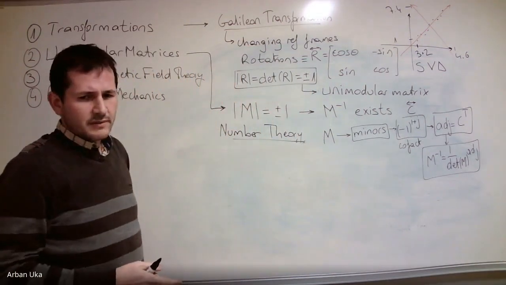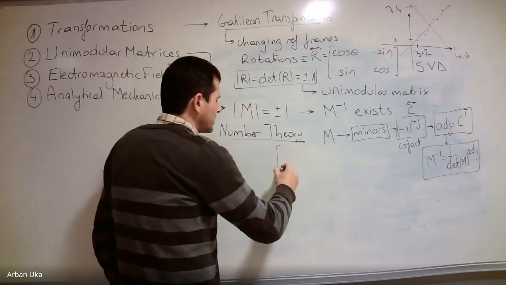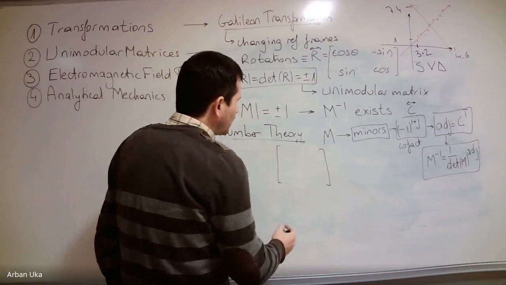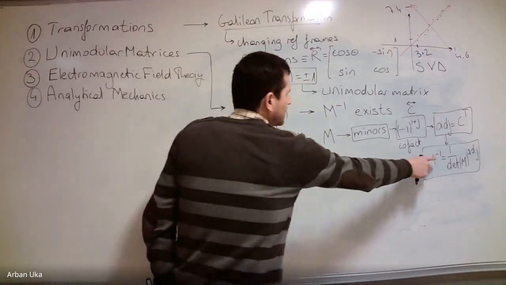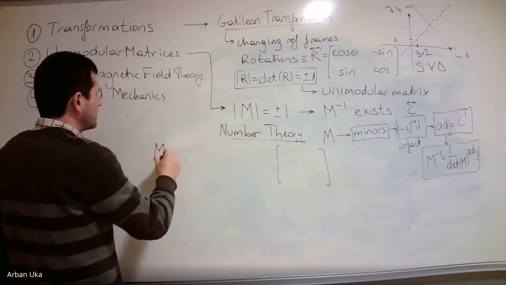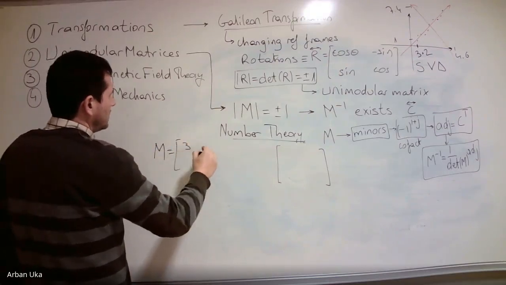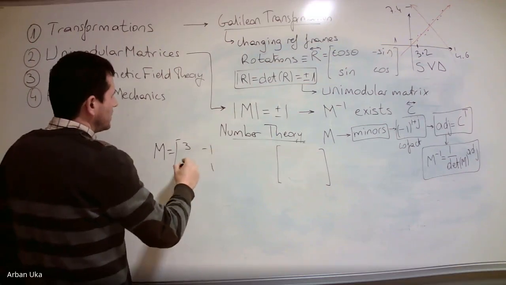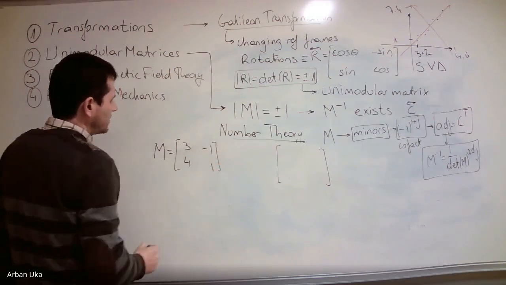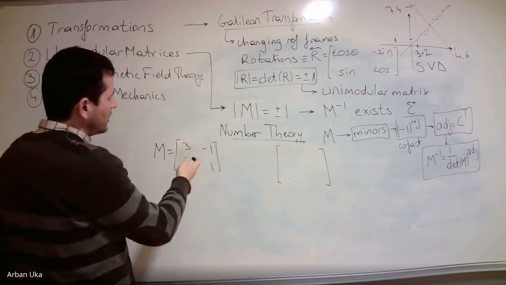If the determinant of this matrix is 7, what is the probability of having a matrix M inverse which has only integers? Imagine we have a 3 by 3 or 2 by 2 matrix, and the initial determinant is 7. So let's make a matrix M which has determinant 7: 3, 1, minus 1, 4. I believe this is true. So this is 3 plus 4, 7. So here we have determinant 7.